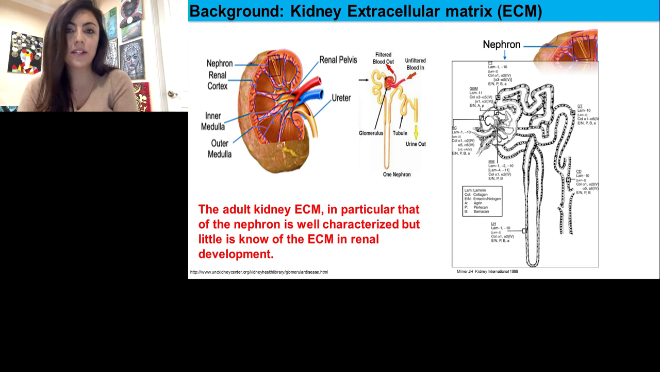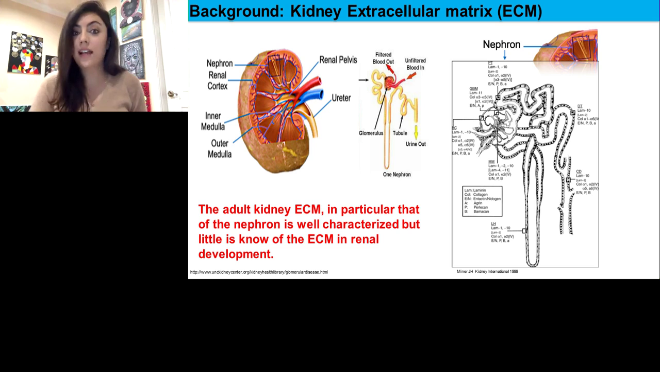I will also be discussing the kidney. And here's a brief background about the kidney. The kidney is highly complex and it has multiple functions. The functional unit of the kidney is called the nephron. And one of the functions of the kidney is to filter our blood. And blood filtration occurs within the glomerulus as shown by the pointed arrow.